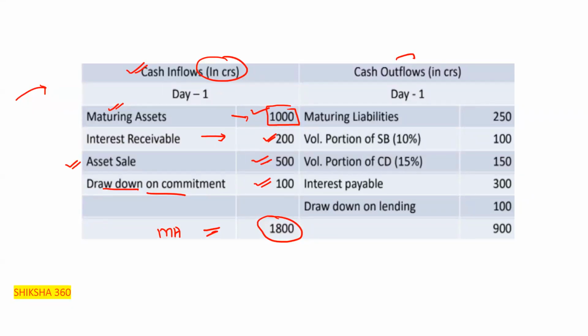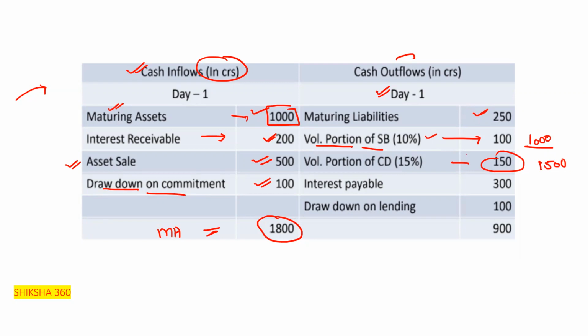On the similar side, cash outflows. Maturing liabilities here is 250 crore. Volatile portion of the savings bank deposits, here they have mentioned 10%. So the overall amount in the savings deposit is rupees 1000 crore, and out of that the volatile portion, because here we will discuss day one, is 100 crore. Similarly, the volatile portion of the current deposit is 150 crore. Overall funds present in the current account is 1500 crore.